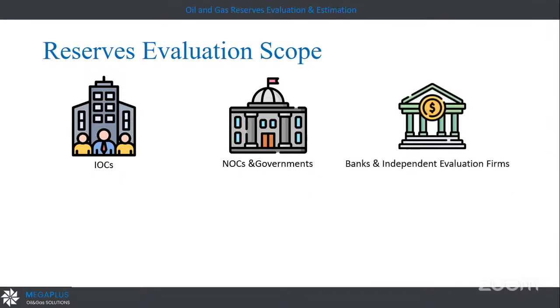And the banks and independent evaluation firms. For the banks, sometimes they make something called a reserve secured loan, so companies or governments could get a loan against the reserves, and the banks have to evaluate them. And the independent evaluation firms have a role in this evaluation as a third party.